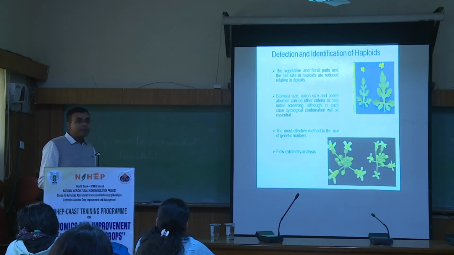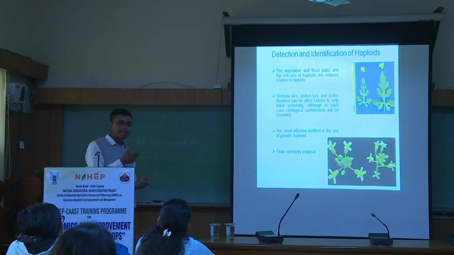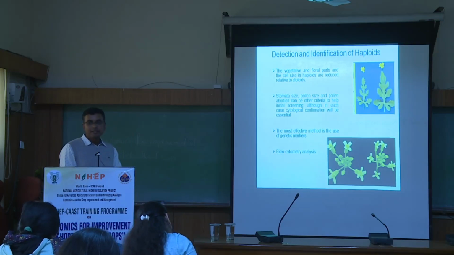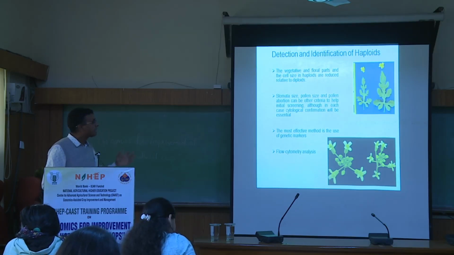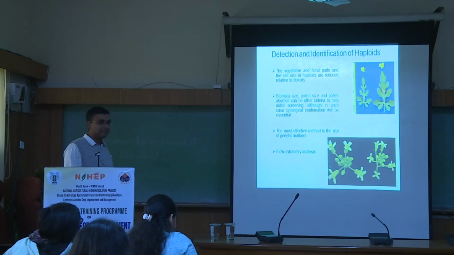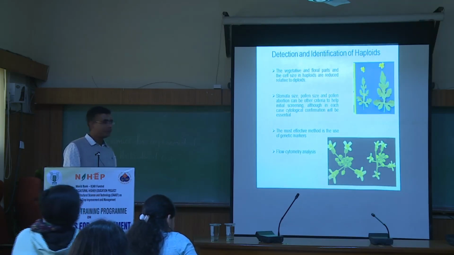Then after development of the haploid, the main challenge is how to detect whether it is haploid or diploid. For that you have to have certain kind of technology. And there are some conventional methods, like looking at vegetative and floral parts, by seeing the vigor. The haploids will have low vigor and the diploid will have some kind of higher vigor. But these are very approximate. You never know whether it is accurate or not.